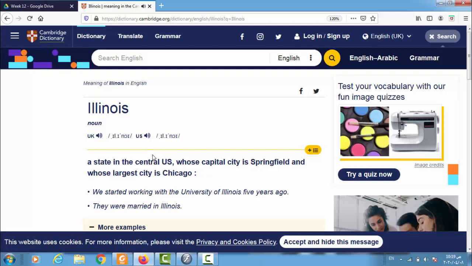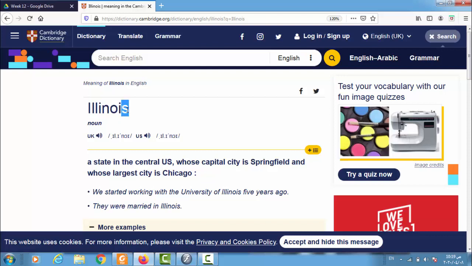Illinois. You can find that in Illinois, the S letter at the end is a silent letter. And Illinois is a state in the central US, in the United States. It's a state, like a city. Illinois is a city in America, whose capital city is Springfield and whose largest city is Chicago.